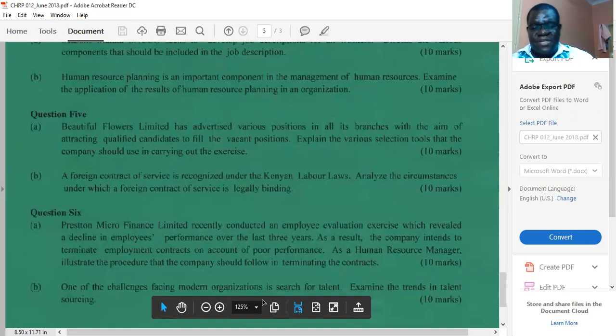So the contract should be in the standard format, should be signed willingly, in the absence of coercion. The terms must be clear to the persons. When you are entering into the contract, you want a situation where when you go out there, you only perform what was in the contract. You are not supposed to be told that you're going to work in a hotel, but when you get there, you become a housemaid.